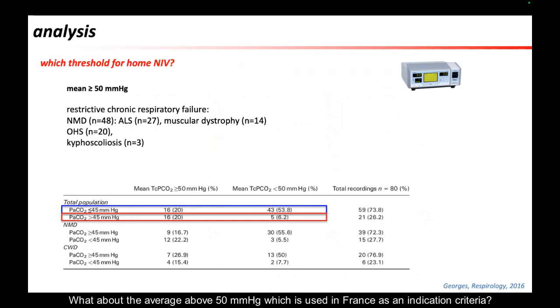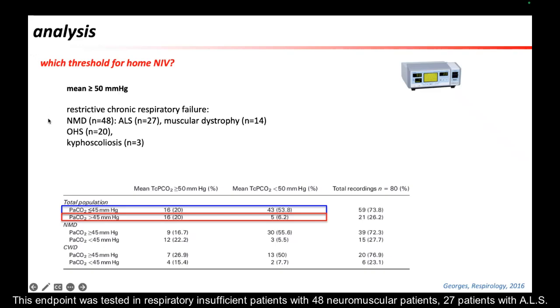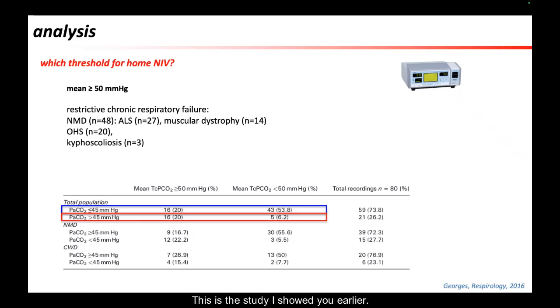What about the average above 50 mm of mercury, which is used in France as an indication criterion? This endpoint was tested in respiratory insufficient patients, with 48 neuromuscular patients, 27 patients with ALS, 14 with muscular dystrophy, patients with obesity hypoventilation syndrome, and patients with kyphoscoliosis. This is the study I showed you earlier.